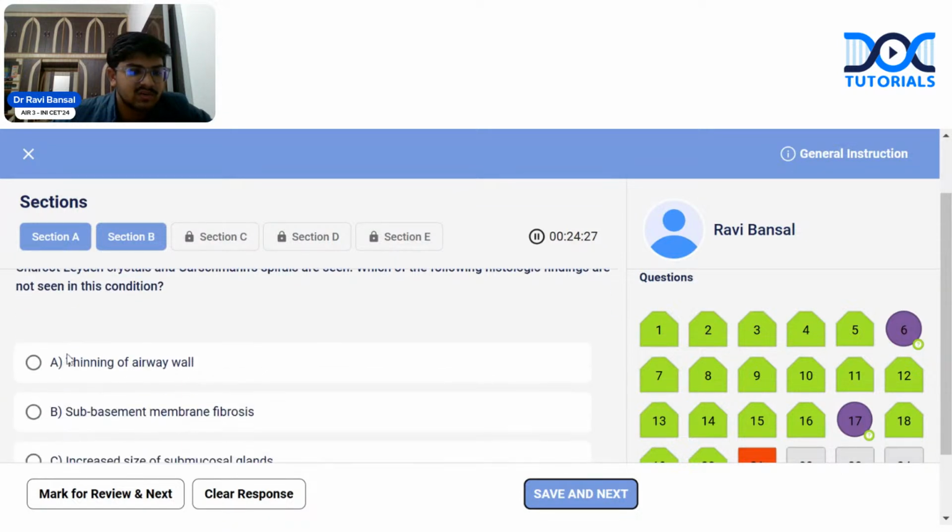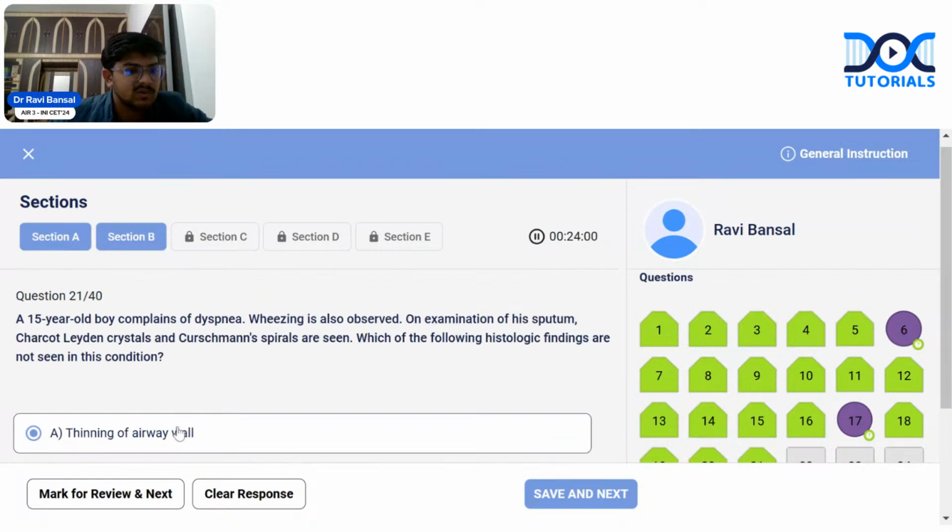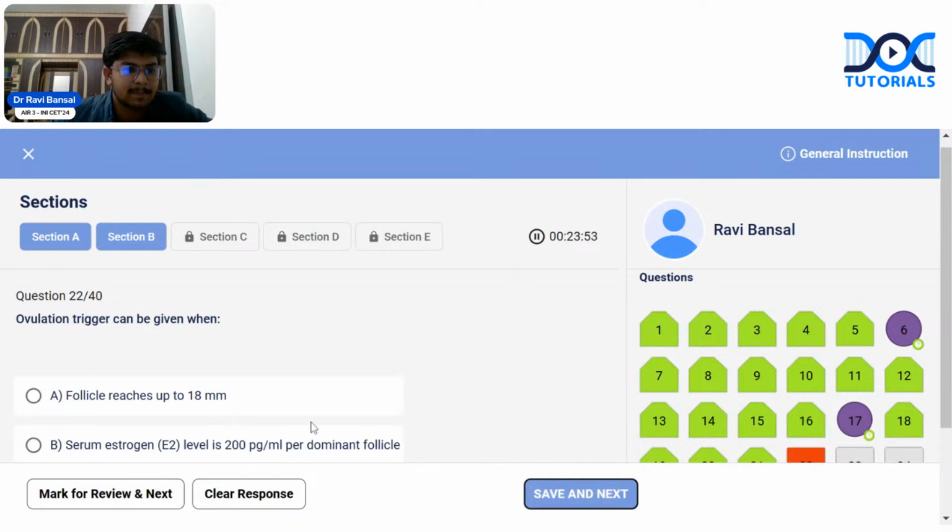Thinning of airway wall, I do not think so. In chronic asthma, there is thickening of the airway wall and hypertrophy of the muscle of the airways. Let's read the other options also. Subbasement membrane fibrosis, obviously in chronic asthma you see this. Increased size of submucosal gland, obviously there will be increased mucus production. Increased vascularity, I'm not sure about this, but this is chronic ongoing inflammation, so there will be increased vascularity. Thickening of the wall I definitely know, so thinning cannot happen and is not seen in this condition. So I will mark this option.